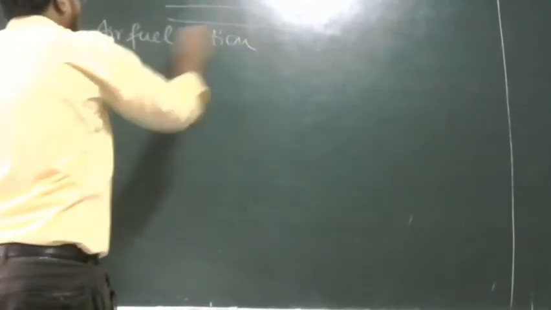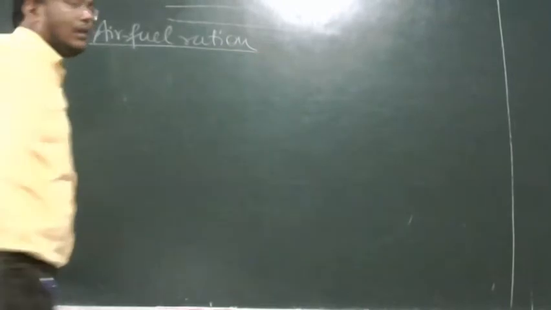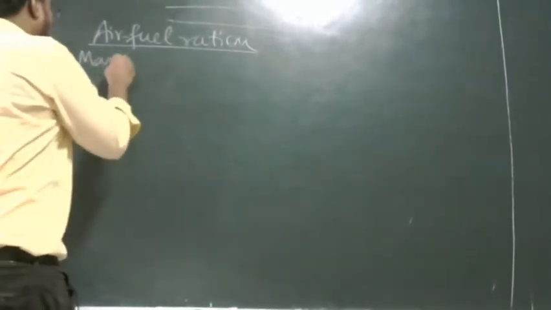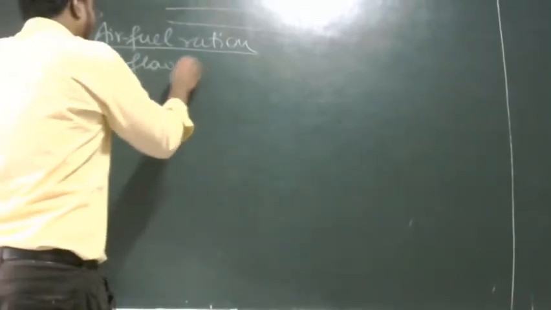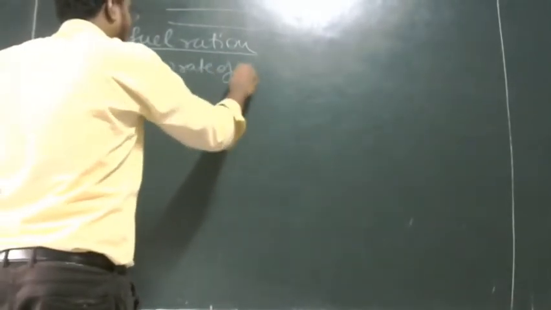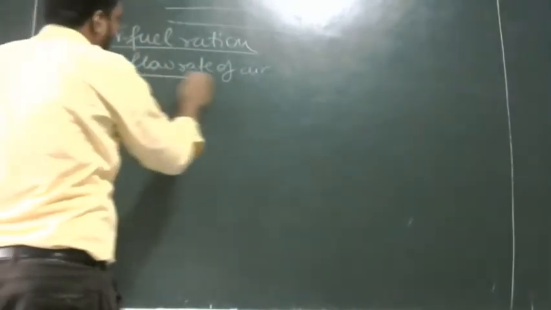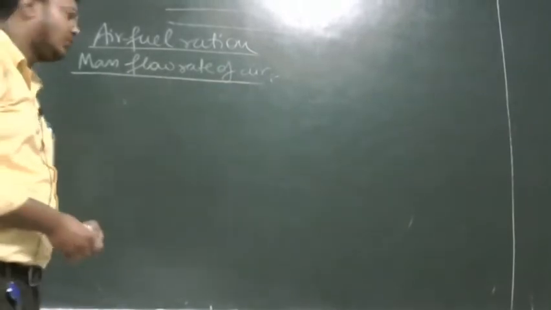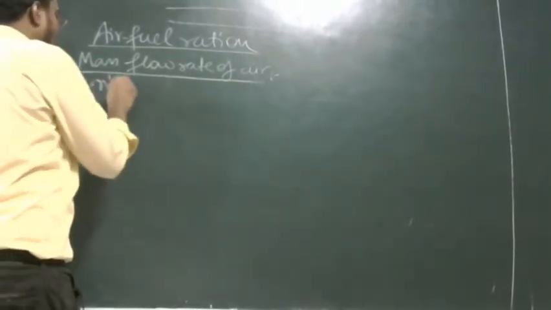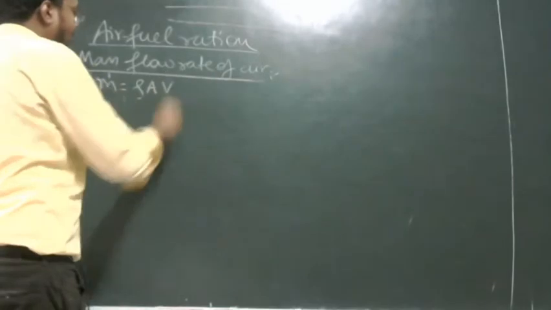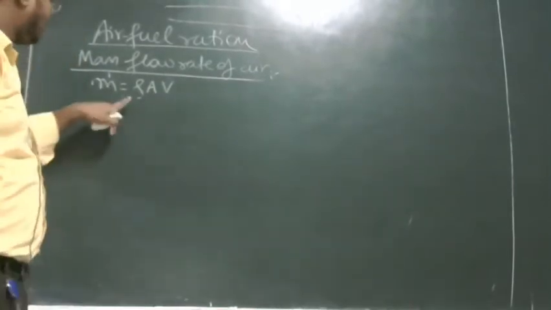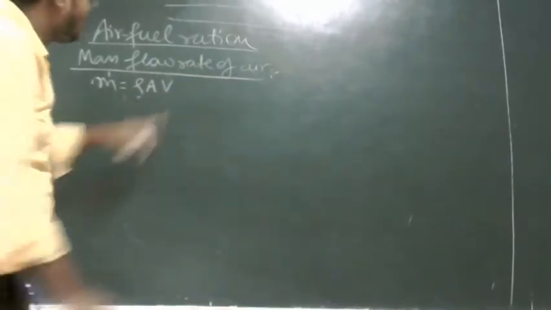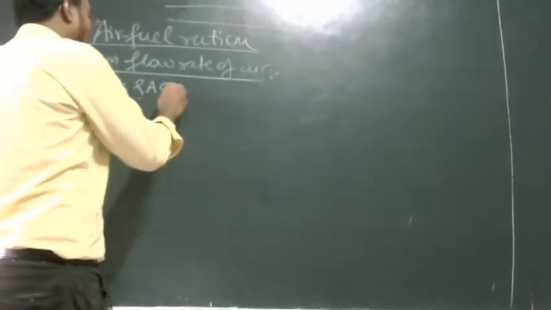We have to calculate air fuel ratio. For that, first I am going to calculate mass flow rate of air, actually not mass of air, that is mass flow rate of air. Now you have studied the formula of mass flow rate. What is the formula of mass flow rate? The formula of mass flow rate is m dot is equal to rho a v. You have studied this formula in fluid mechanics. Rho means density, a means area, v is velocity. But here in place of v, we use c, rho a c. C is also velocity.